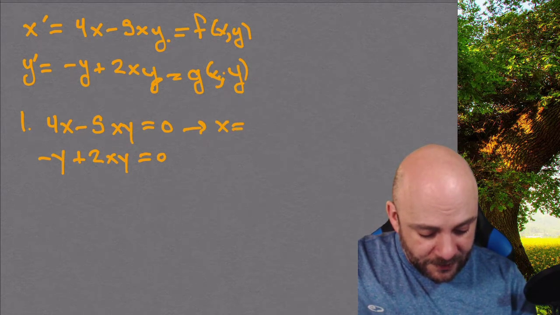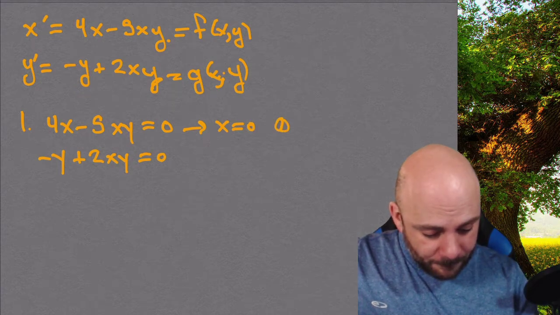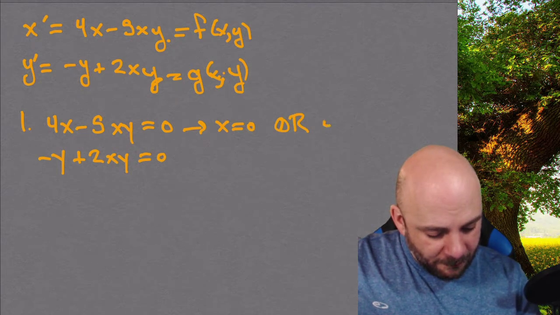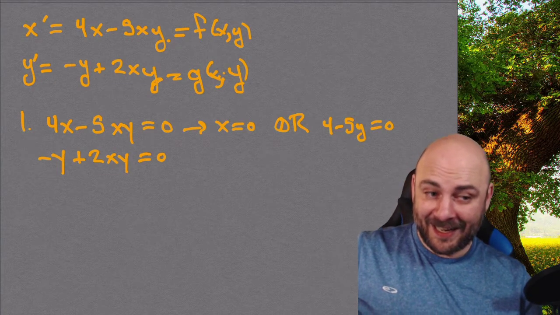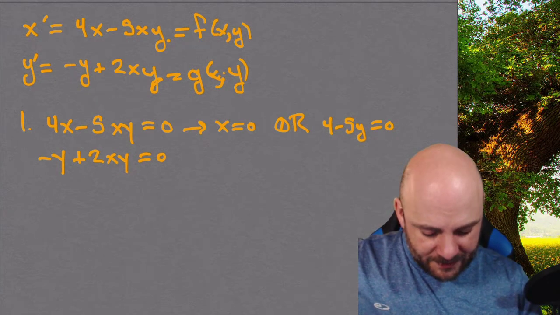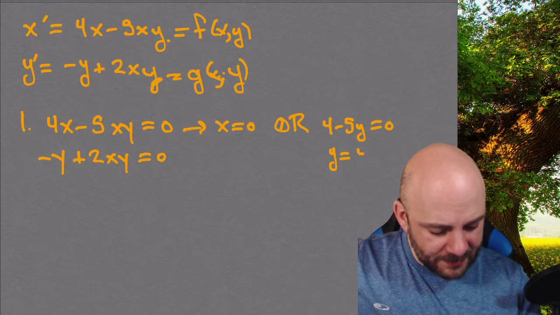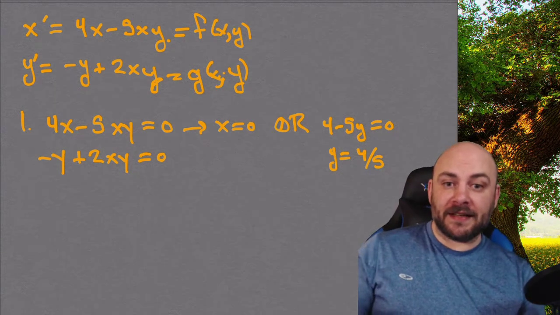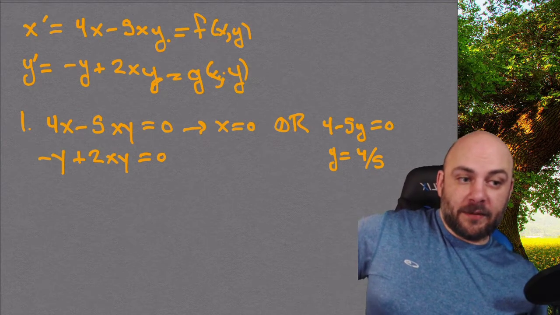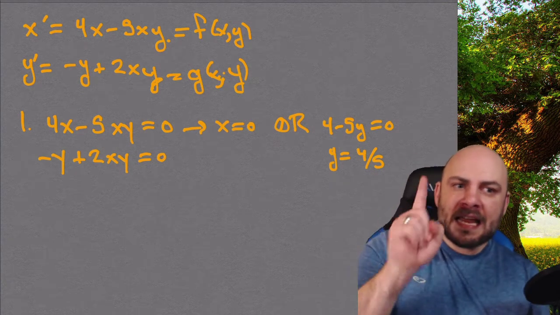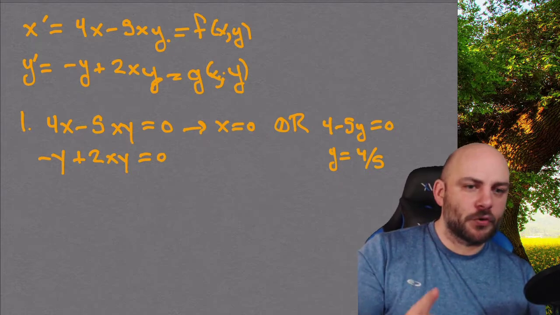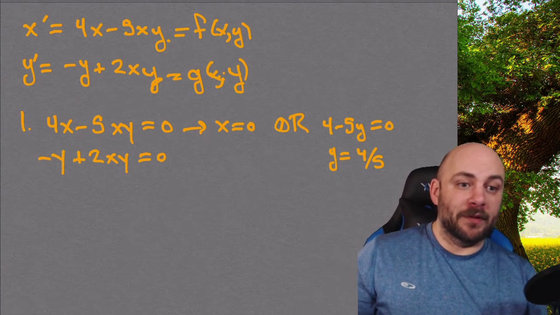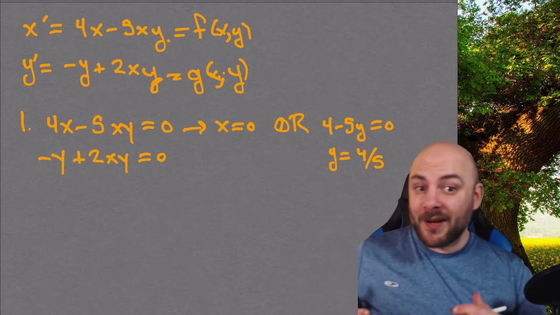So x equals 0, or 4 minus 5y equals 0. That second fact means that y is 4/5. So I have two different things that make that first equation 0. Either one of these must be true in order for me to be at an equilibrium. So let's grab one and run with it.